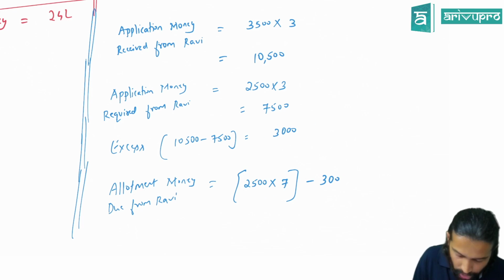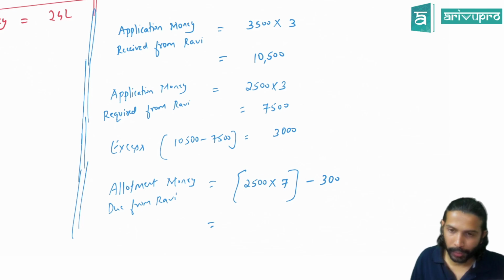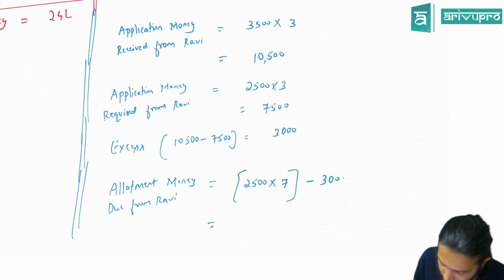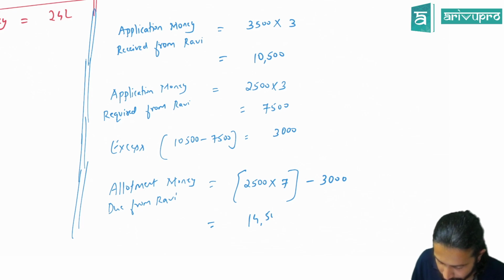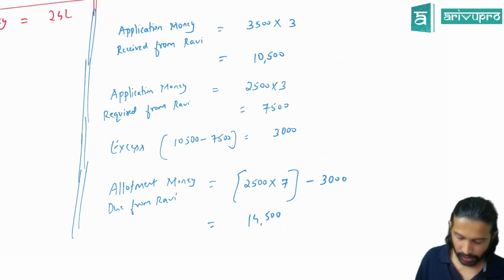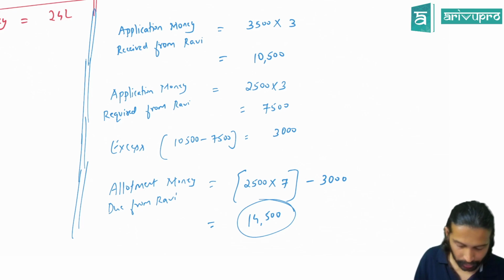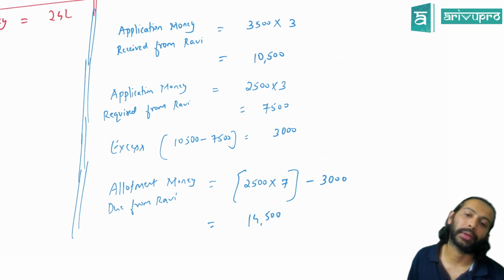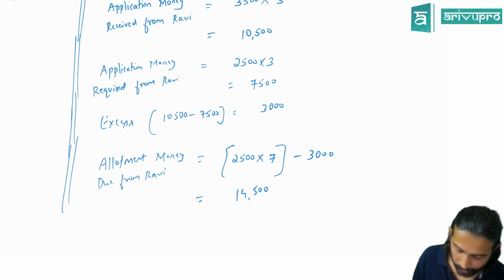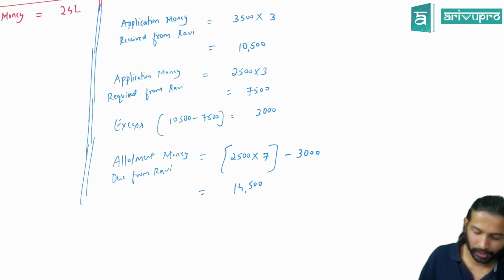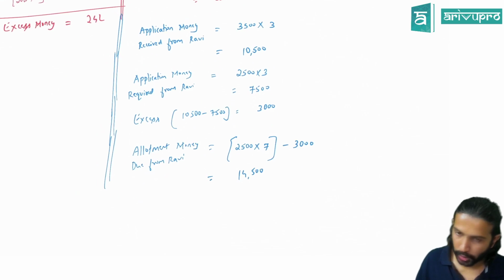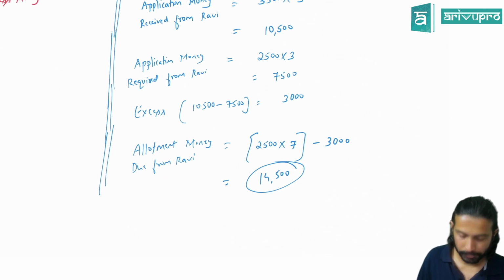Yes. That means how much is due from him? On 2,500 shares, 7 rupees he had to pay, but he has already paid an excess of 3,000. That means how much is due from him now? Only 14,500. This is the thing. And did he pay this 14,500? He did not pay. This is the crux adjustment in this problem. Yes, a little lengthy, I perfectly agree, but you know the trick as to how to go about solving this paper.